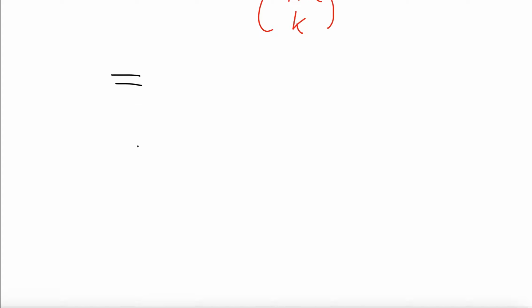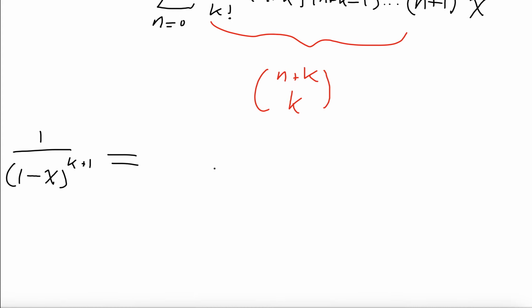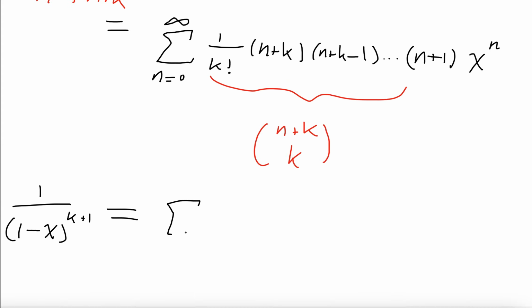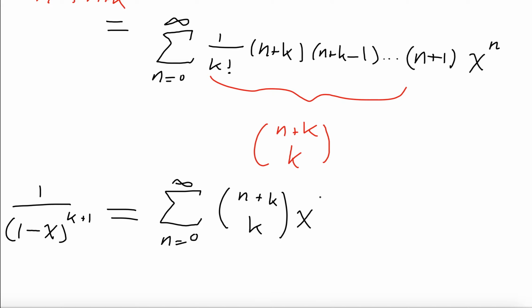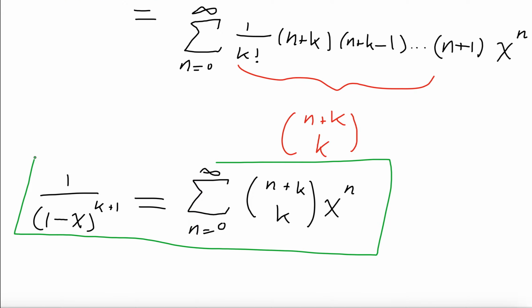So what we ultimately get is that from where we started, which is 1 over 1 minus x to the k plus 1 power, so 1 over 1 minus x to the k plus 1, is equal to the following sum. The sum as n goes from 0 to infinity of the following combination as a coefficient, n plus k choose k, x to the n. So there you go. We have just found the generating function of this iteration.